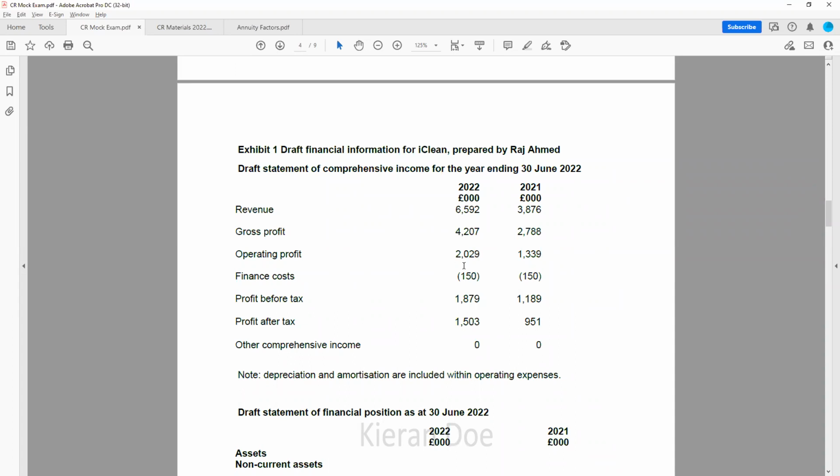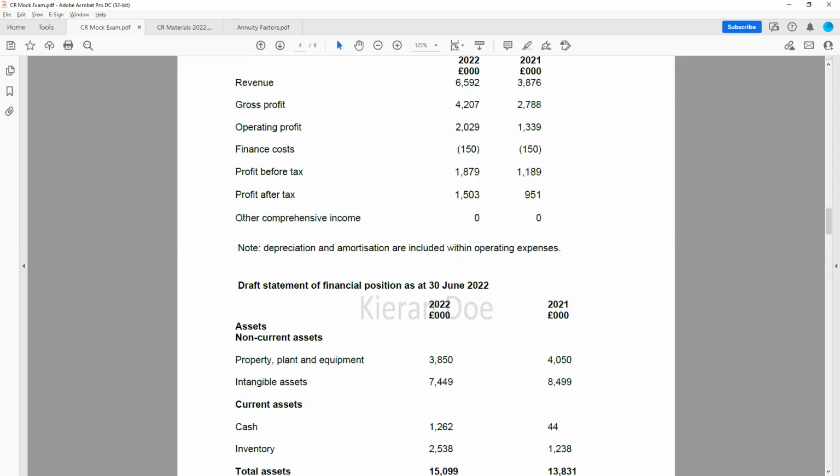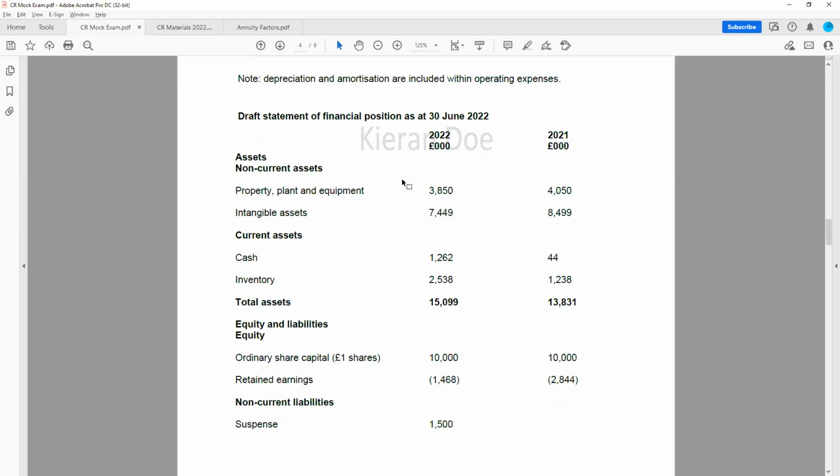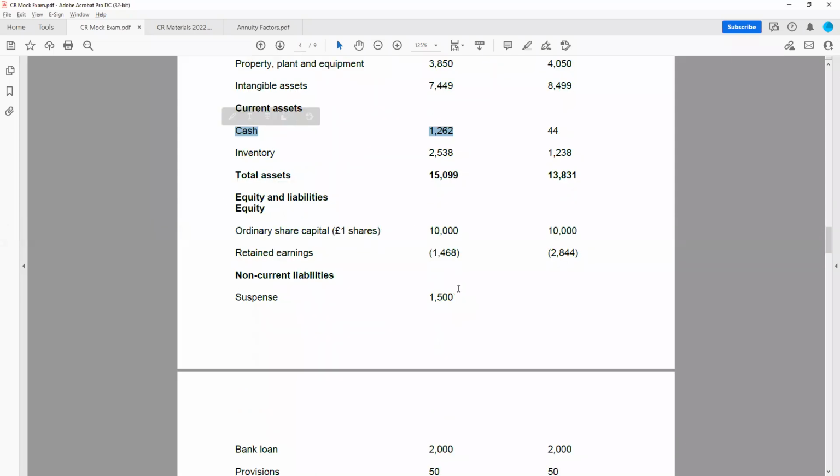of course, it's a profitable business, a small amount of finance costs, but profitable, nothing going through OCI. We're told that depreciation and amortization are in operating expenses. Again, that might be relevant when we analyze the performance and we look at profit margins, etc. So on the SFP, we've identified quite a bit of equipment, as you'd expect from a manufacturer. It's a tech business, so quite a lot of capitalized intangible assets there. Healthy cash balance, quite a lot of inventories.